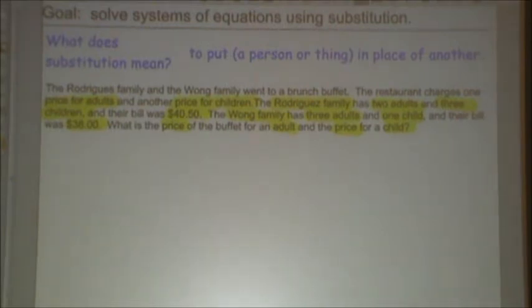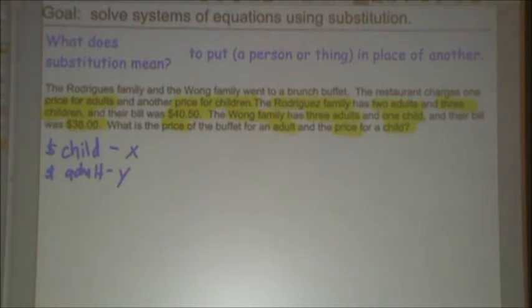So what I don't know is the cost for a child at the buffet, and I don't know the cost of an adult at the buffet. So I'm going to have to use variables to represent those situations in order to solve this problem. So for the child, I'm going to use X, and for the adult, I'm going to use Y. Make sure you write those down, because when we go to solve these, we need to remember which is which when we get to the answer. We're going to have a lot of work up here.